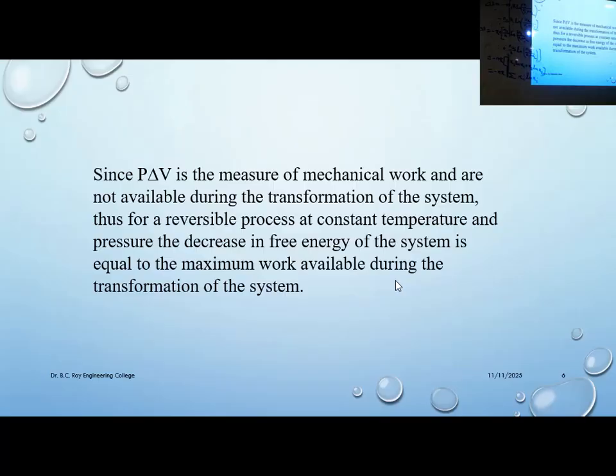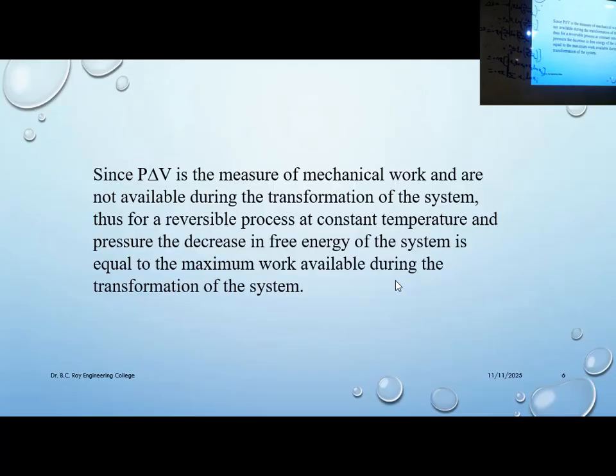And now I take dG equal to dH minus TdS minus SdT. So dH equal to dE plus PdV plus VdP, minus TdS minus SdT. Why? Because H equal to E plus PV, so dH equal to dE plus PdV plus VdP. That is what I have applied.